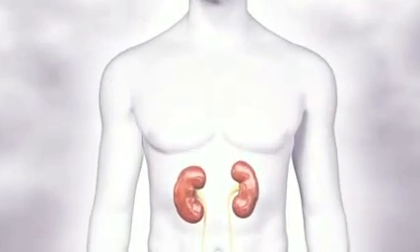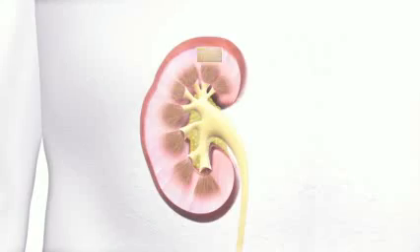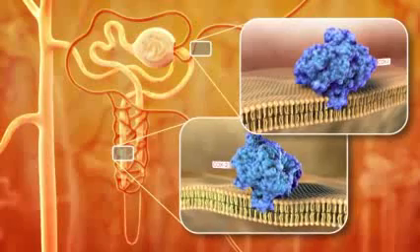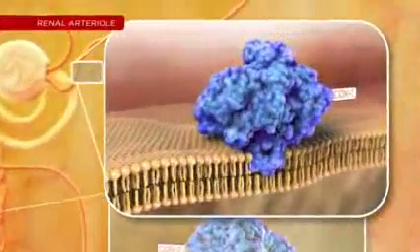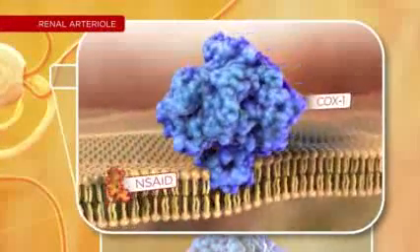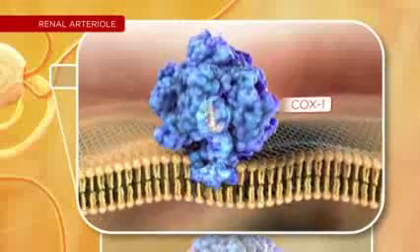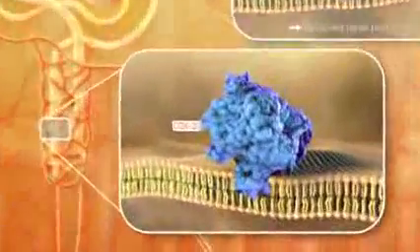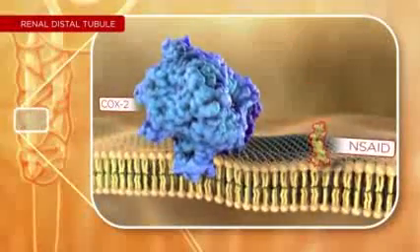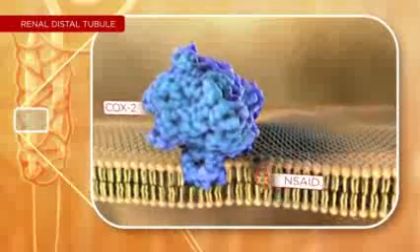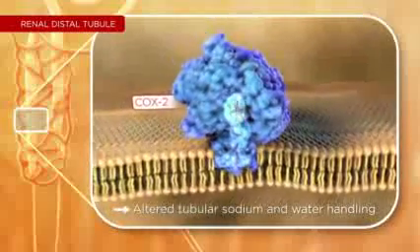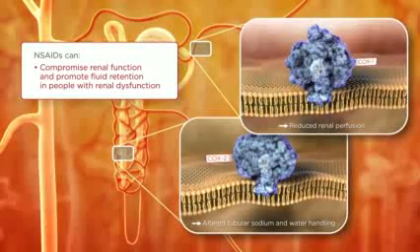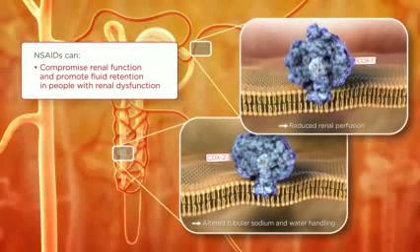Cyclooxygenase 1 and cyclooxygenase 2 play a role in renal function. NSAIDs can affect both COX-1 and COX-2 in the kidneys. In people with some compromise of renal blood flow, NSAID inhibition of COX-1 in afferent renal arterioles can result in reduced renal perfusion. In distal tubules, NSAID inhibition of COX-2 can result in altered tubular sodium and water handling. In people with some degree of renal dysfunction, these effects can potentially further compromise renal function and promote fluid retention.